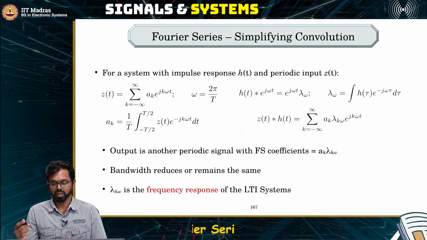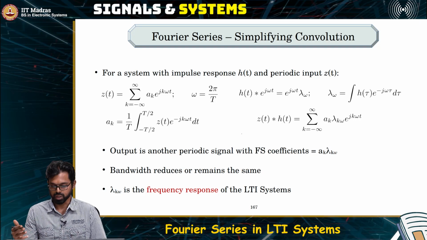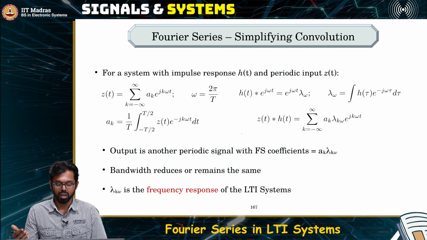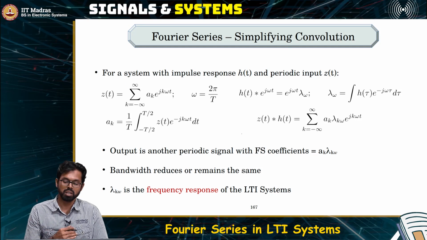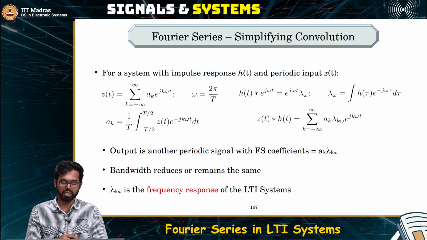So the main goal with which we started out the entire Fourier analysis is to simplify our convolution process in order to find out the output of an LTI system. So how is Fourier series, at the end of all, simplifying this convolution operation? We'll put everything together that we have seen so far.